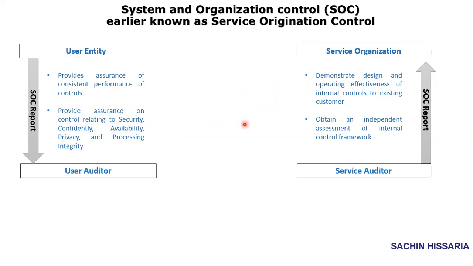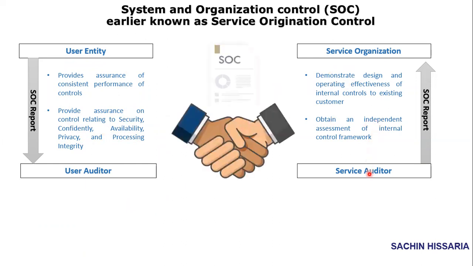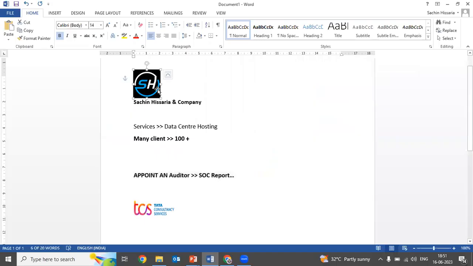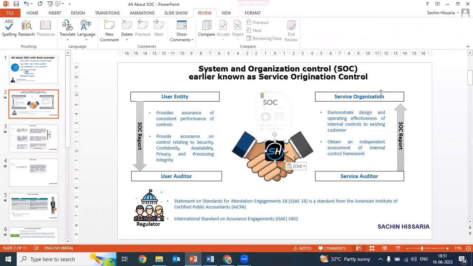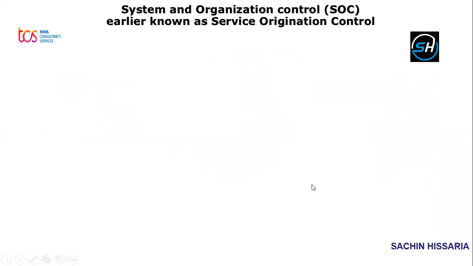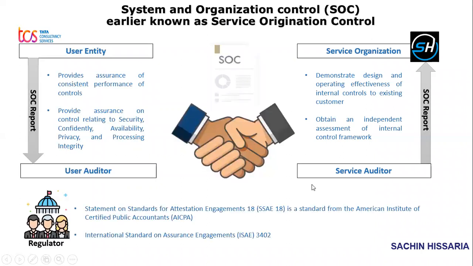The service organization will appoint an independent auditor, that independent auditor will examine the controls, and then they will give a SOC report. This SOC report will be used by a user entity. In this case, the service organization is SHN company, and the user entity is TCS, who is using the services of SHN company. They will exchange a SOC report, and this is the scenario where SOC comes into the picture.